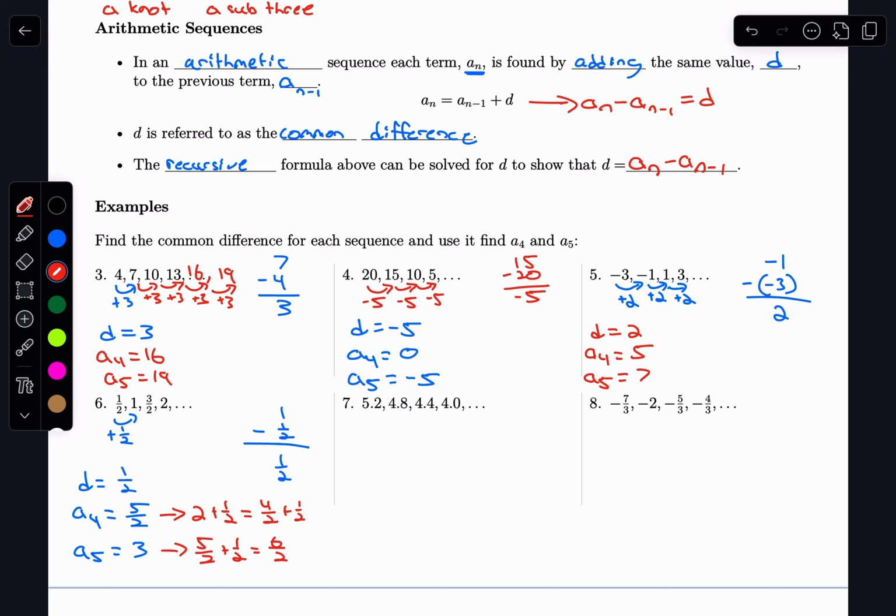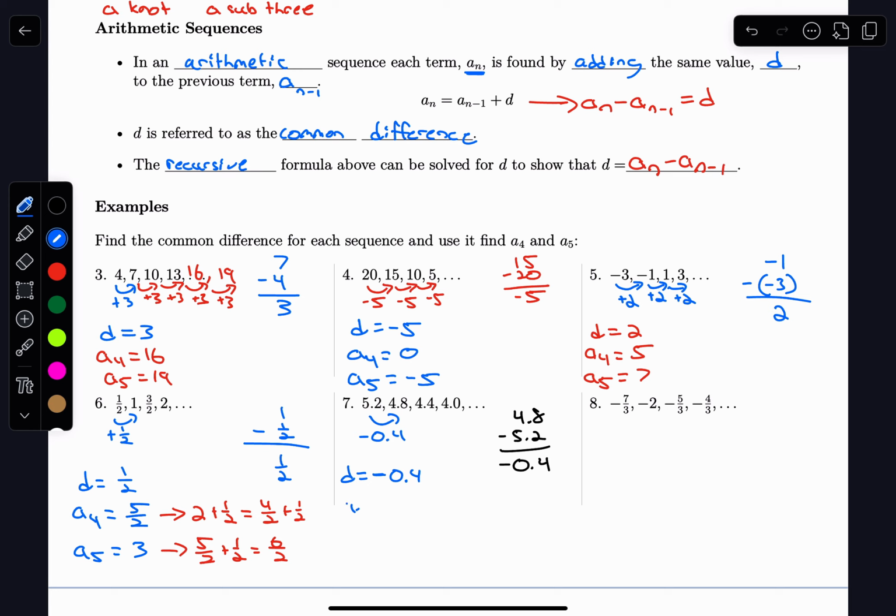All right, number 7. We have 5.2, 4.8, 4.4, and 4.0. If I do a little subtraction here, 4.8 minus 5.2, that gives me negative 0.4. So I am subtracting 0.4 each time. So to go from one term to the next, negative 0.4. That means my d value is, oops, sorry, a negative 0.4. So the common difference is negative 4/10. And now to find the next term, all I have to do is keep subtracting 0.4.